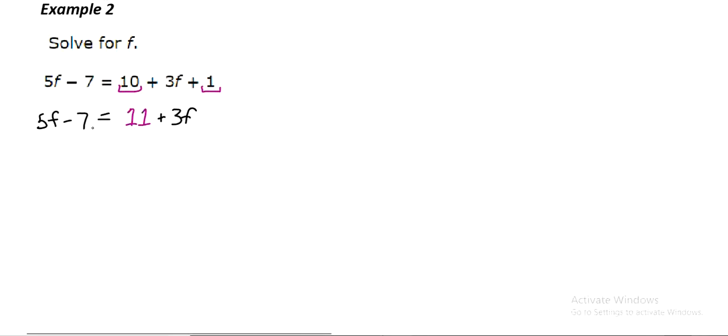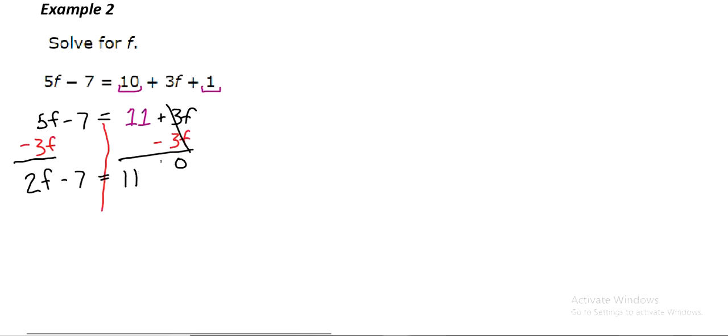Now we want to get the variable on one side of the equal sign. I'm going to choose to move this 3f away from this side of the equal sign, because I know I'm going to have to do minus 3f. What I do to one side, I do to the other. I put it underneath the 5f because that's the only term I can actually subtract 3f from. Now we're going to have 2f minus 7 over here. Now over here, 3f minus 3f equals 0. Well, we don't need to put 11 plus 0. We can just put 11.